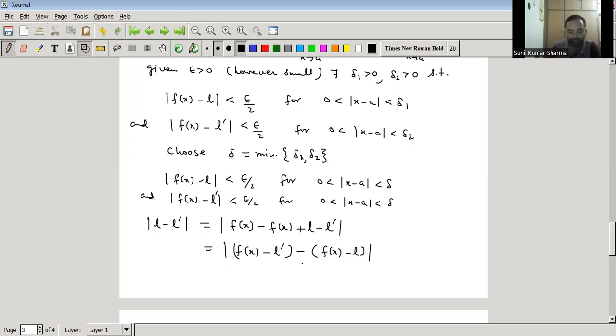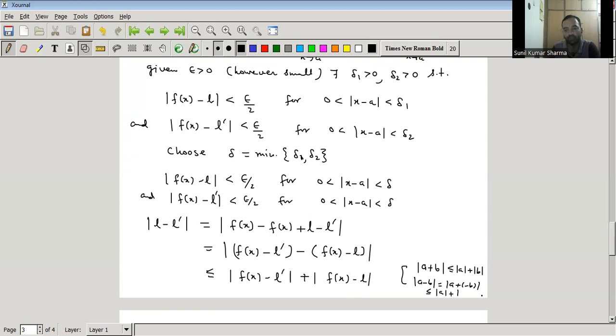And we know that this is less than or equal to mod of f(x) minus L dash plus mod of f(x) minus L. Right? Because we know that mod of a plus b is less than or equal to mod a plus mod b. And we can also write mod of a minus b as mod of a plus minus b, so that is less than or equal to mod a plus mod minus b, and mod minus b is mod b. So mod a plus mod b.